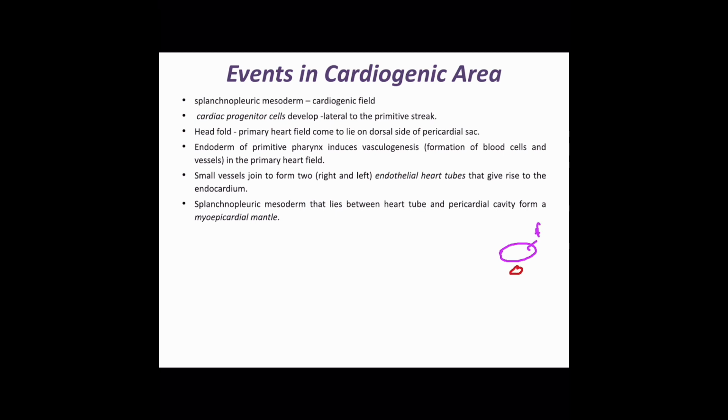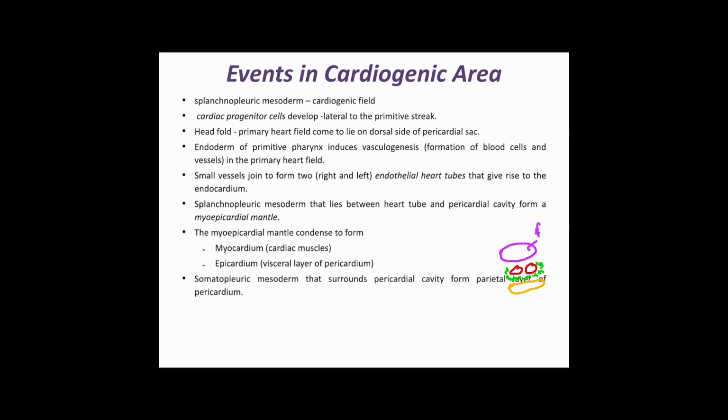These are the developing heart tubes, and here is the pericardial cavity. Now the mesoderm which is surrounding here will ultimately form the myoepicardial mantle. Details we will see along with the pericardial cavity. This myoepicardial mantle will ultimately form the myocardium of the heart and the epicardium, that is the visceral layer of pericardium. Then the somatopleuric mesoderm that surrounds the pericardial cavity forms the parietal layer of pericardium.